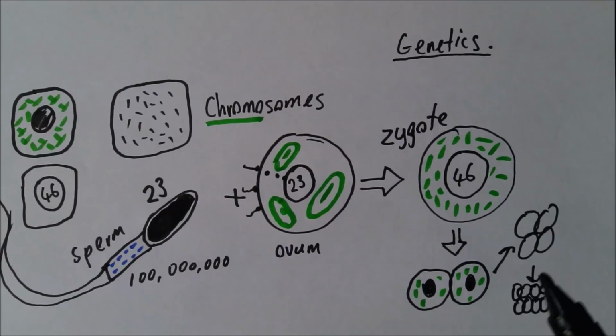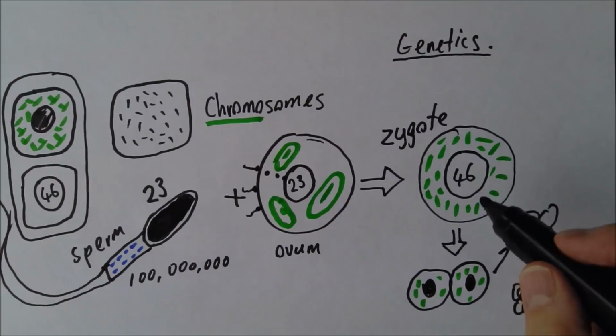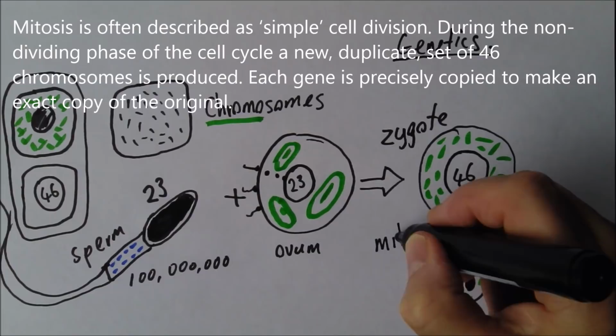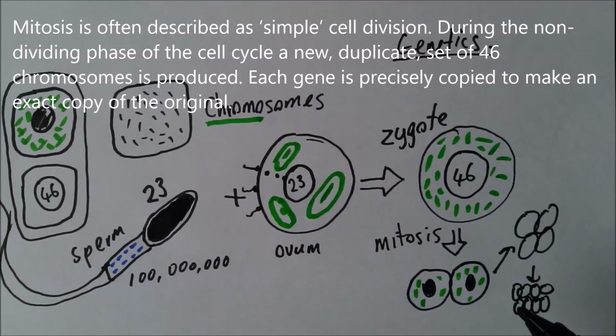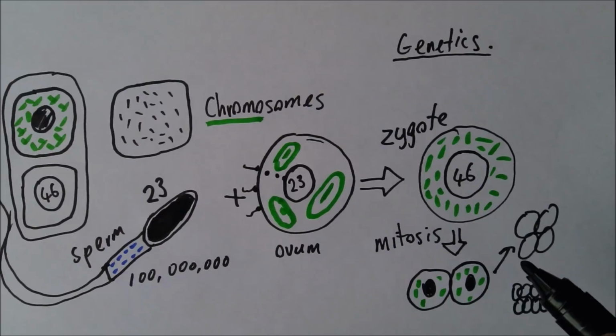Because when you think about it, getting back to the original body cell that we started considering when we asked this question, that contains 46 chromosomes. So the cell division here needs to conserve the number of chromosomes. And that conservation cell division is called mitosis. The number of chromosomes is conserved from here to here to here to here to the multicell stage, to all the cells in your body.